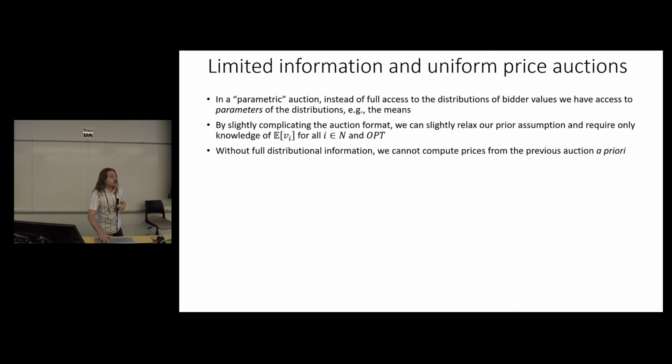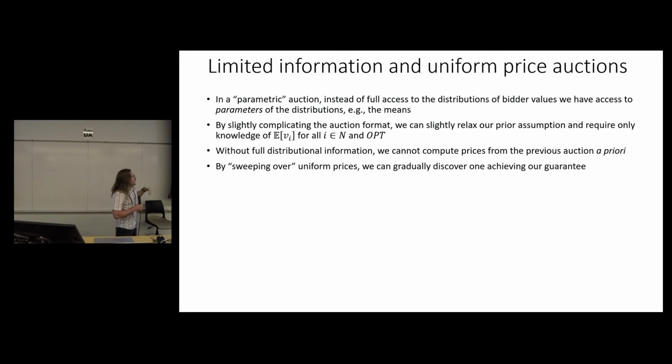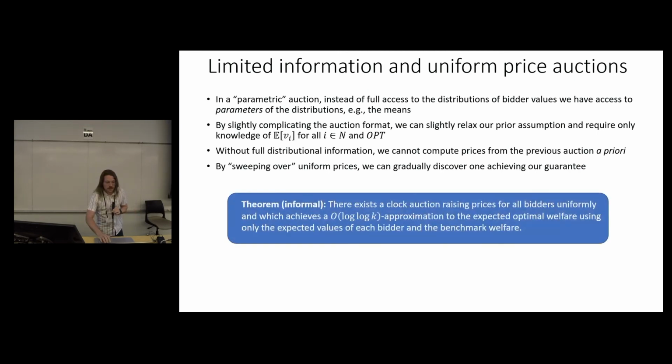We need to leverage clock auctions, and we're going to leverage the ability to offer more than one price. We're going to sweep over uniform prices to gradually discover a price that's going to get close to the benchmark guarantee. And this is just stating it a little bit more formally: there's a uniform price ascending clock auction that achieves the same log k approximation, only given access to these two parameters.